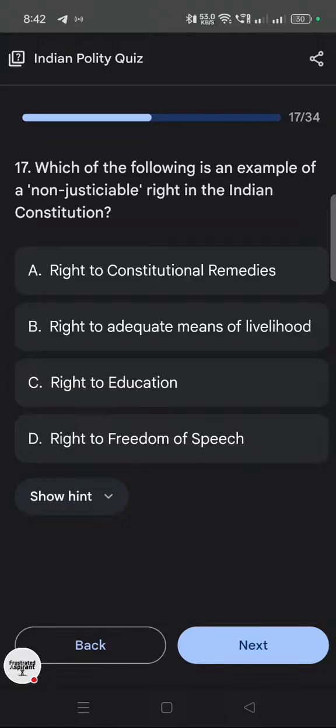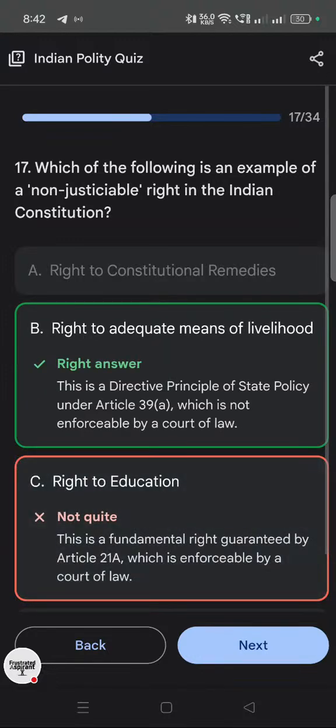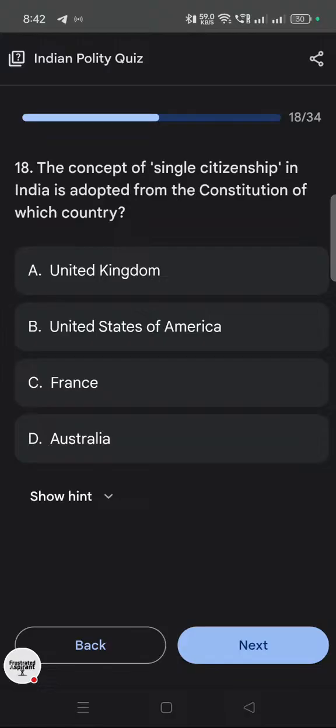Non-justiciable means DPSP. Right to freedom of speech is a fundamental right, right to constitutional remedies, Article 32, is a fundamental right, right to education is under Article 21A. Right to adequate means of livelihood is a DPSP, a state policy which is not enforced by a court of law.